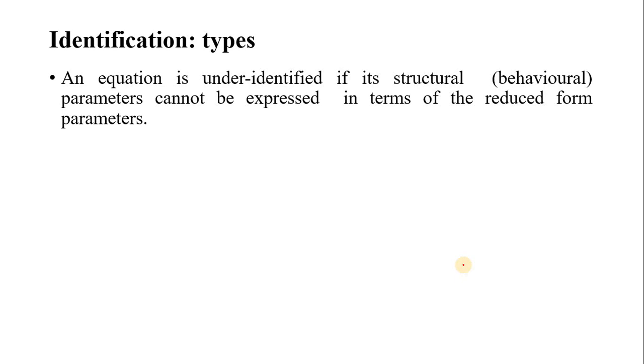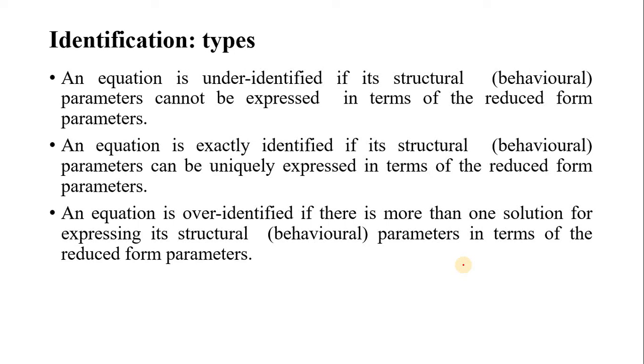Now, types of identification. As I told you in the beginning, there are three different types of identification: exactly identified, under identified, and over identified. An equation is under identified if its structural parameters cannot be expressed in terms of the reduced form parameters. From the reduced form parameters, if we cannot derive the parameters of the structural model, then we have to say that the equation is under identified.